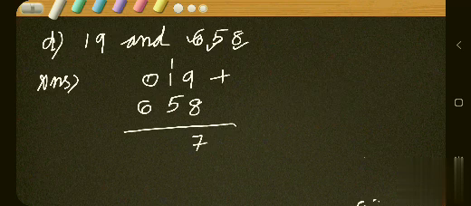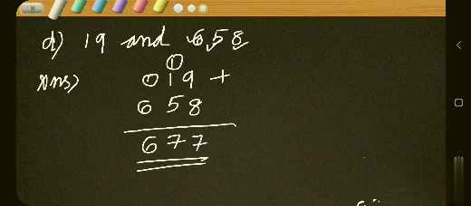Balance one above our one, isn't it? Balance one above the previous number. 1 plus 1, 2. 5 plus 2, 5 after 6, 7. Yes. 6 plus 0, 6. So what is the answer? 677 is our answer. Okay.